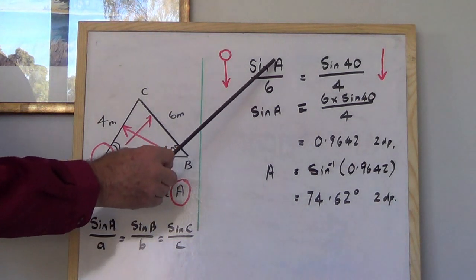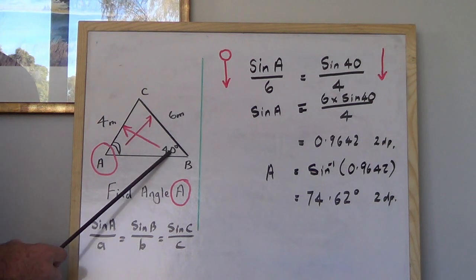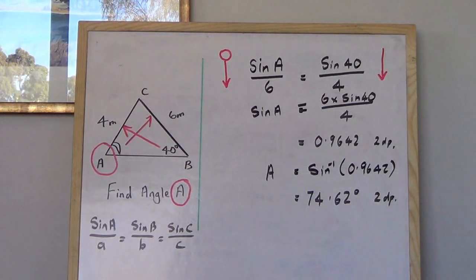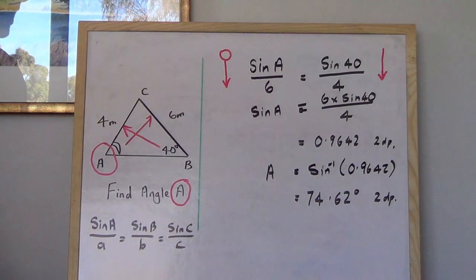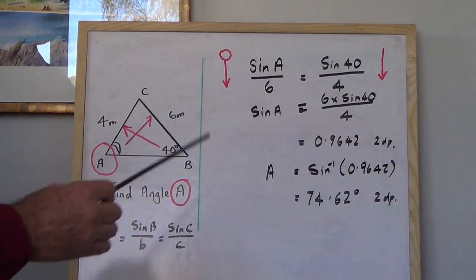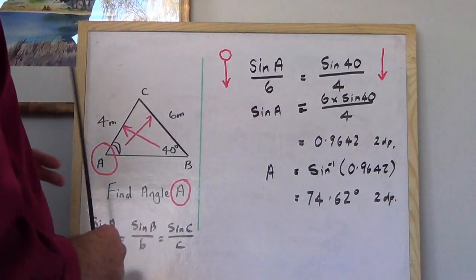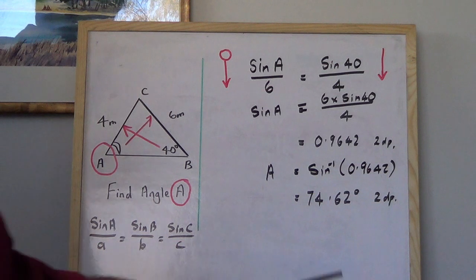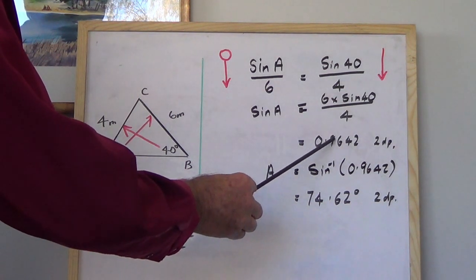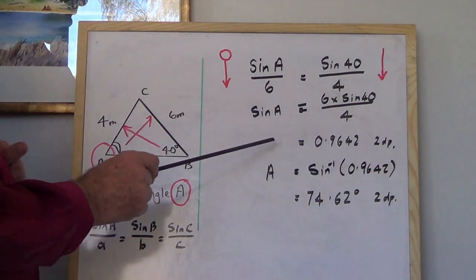See, there's A there, so it's sine A over 6. Look at this arrow here, so that'll be sine 40, there it is, over 4. Then we multiply both sides by 6, and we'll get 6 times sine 40 divided by 4. And so you'll work out 6 times sine 40 divided by 4. When you work that out, you'll get 0.9642 to 4 decimal places, and that's what sine A is equal to.